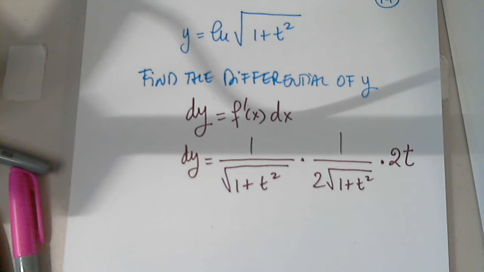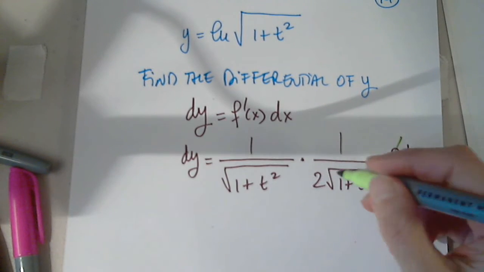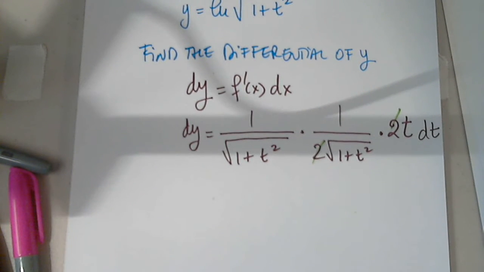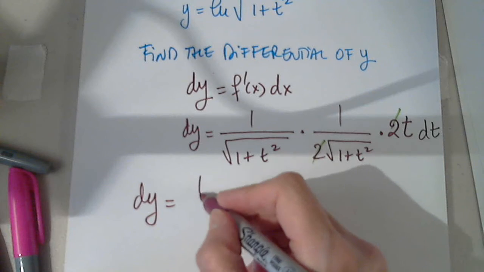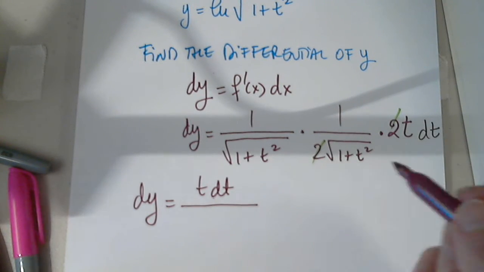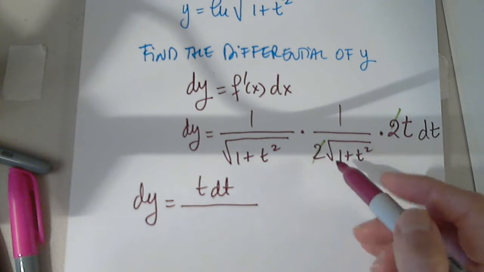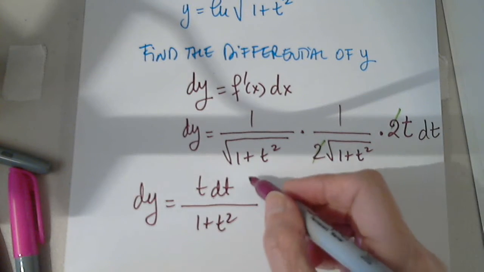Any questions? Yes, I will simplify, and of course, I just said that, multiply by dt. And of course, I will simplify by 2. So then the differential of y, which is extremely important for chapter 5, differential of y is t dt over, when I multiply these two, I get 1 plus t squared.